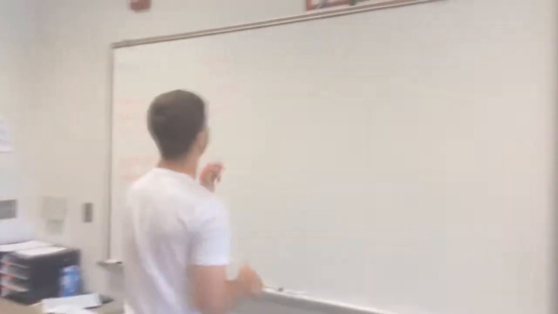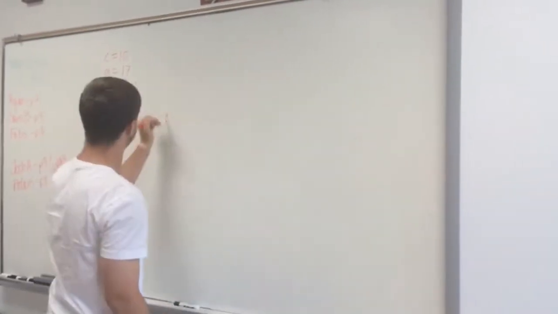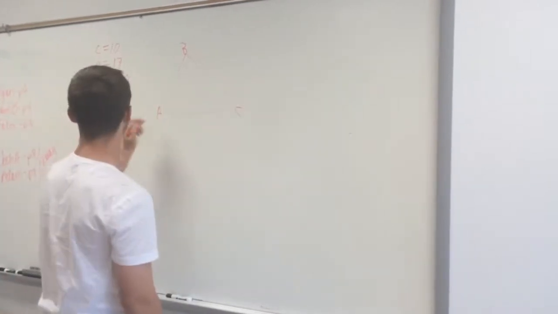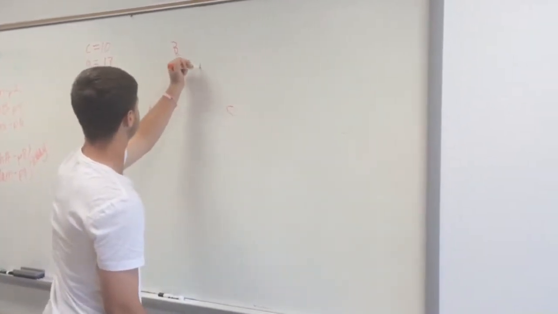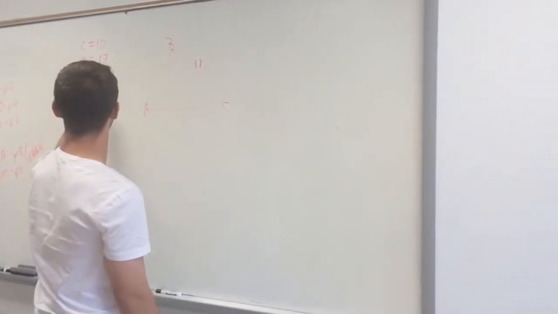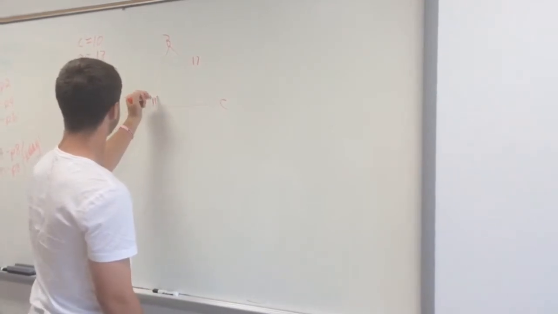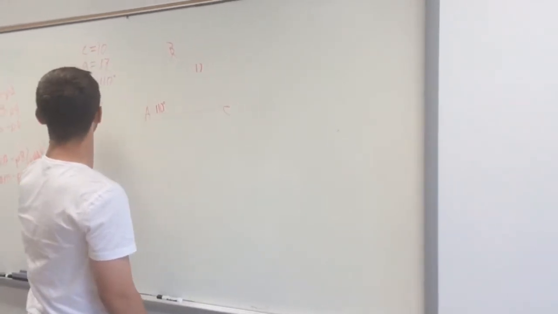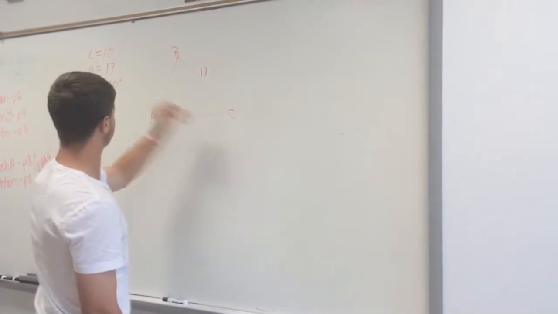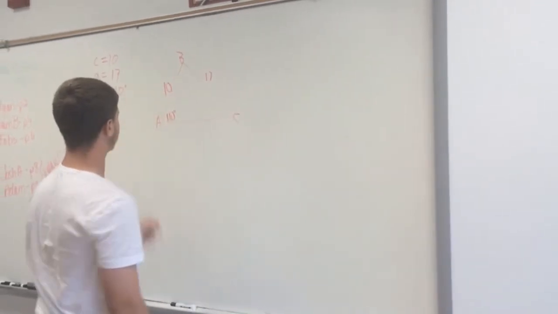Good work. Across from A is little a, right? So this is 17. Correct. Then we have big A, which is right here, 110 degrees. Correct. And then C, that's right here, across from the angle. Good job, Margery.